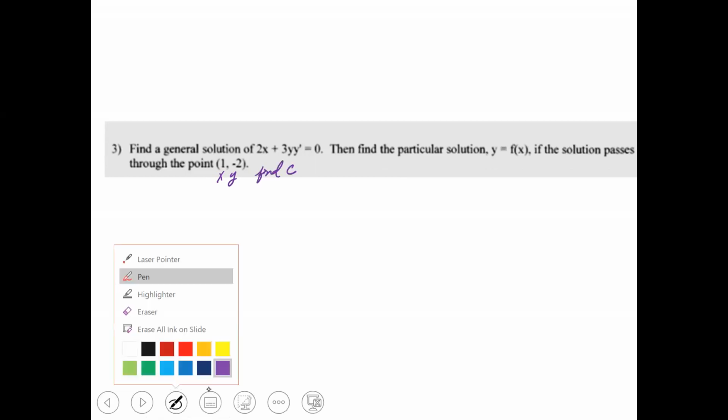All right, let's take a look at example number 3. It says find a general solution to this, then find the particular solution, y equals f of x, where the solution passes through this point. Given that they give you this point, you are able to find C once you separate the variables and integrate them. So let's go ahead and do that then.